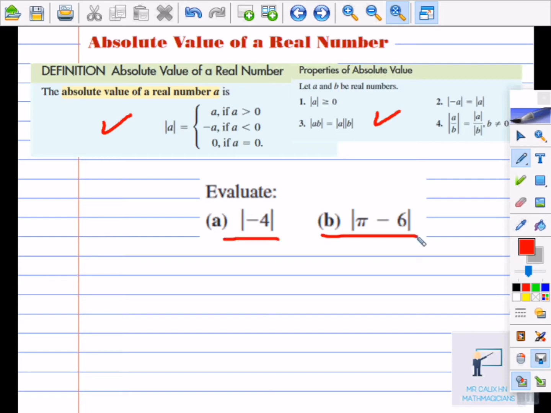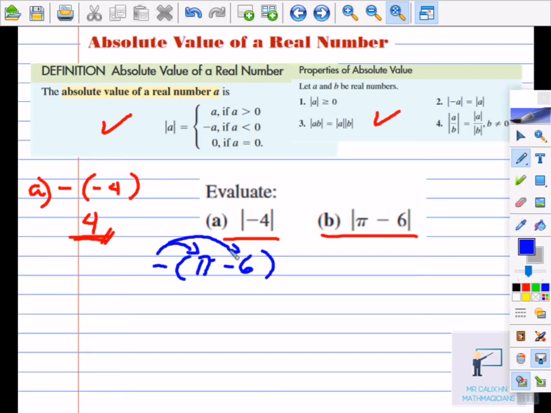Letter A says, what is the absolute value of -4? This is like saying negative times -4, which is actually 4. And this will be your answer for letter A. Letter B, let's change our color, is a little bit different. Negative times pi minus 6. If you multiply the negative as if it was a distributive property, this is like saying 6 minus pi once you multiply your negatives. If you calculate this in your calculator, it will be around 2.86. So here we answered letter A and letter B of the absolute values.